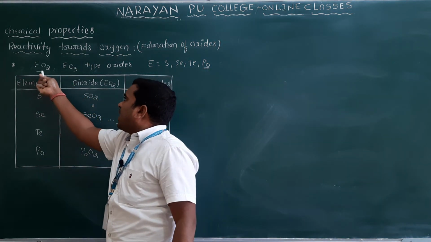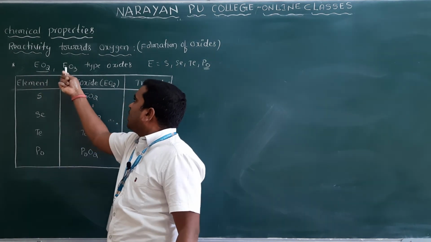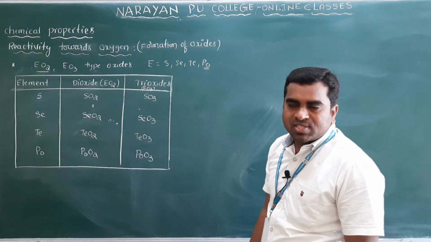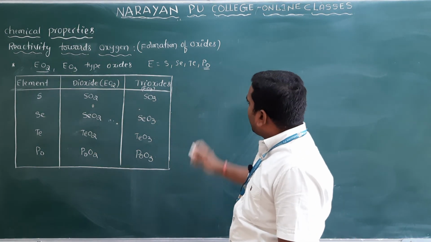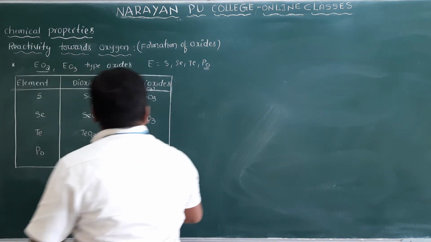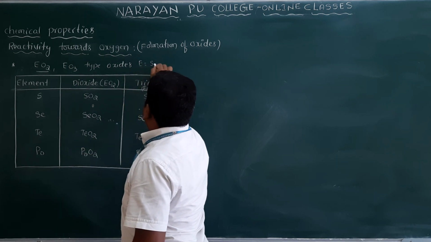The formula for dioxide is EO2 and for trioxide is EO3. So first we will discuss the dioxides, and after that we will go to the trioxides. Clear? So put the heading here, dioxides. Put the heading dioxide.